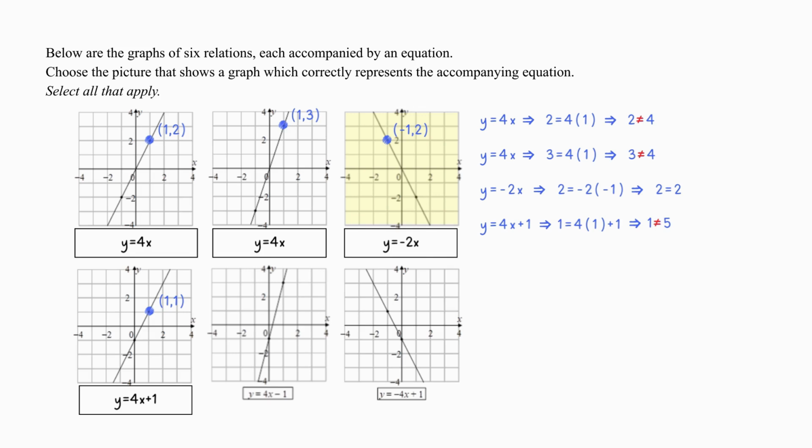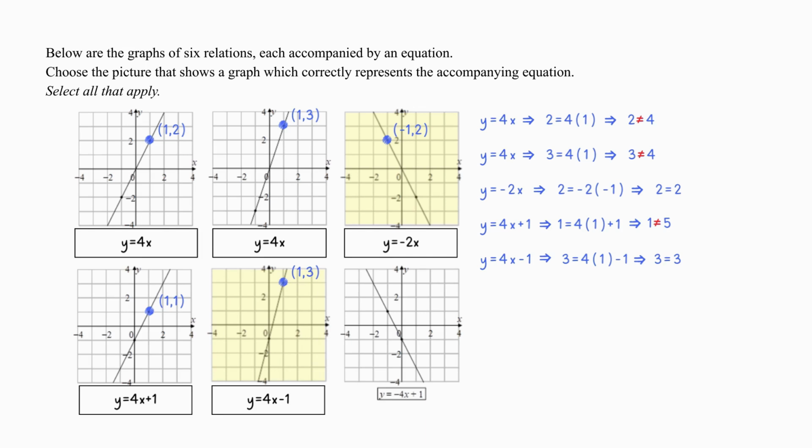Moving to the fifth function, y equals 4x minus 1. Let's test the point 1, 3. 3 is equal to 4 times 1 minus 1. 3 is equal to 3. This function belongs to the graph, as both sides of the function are equal.